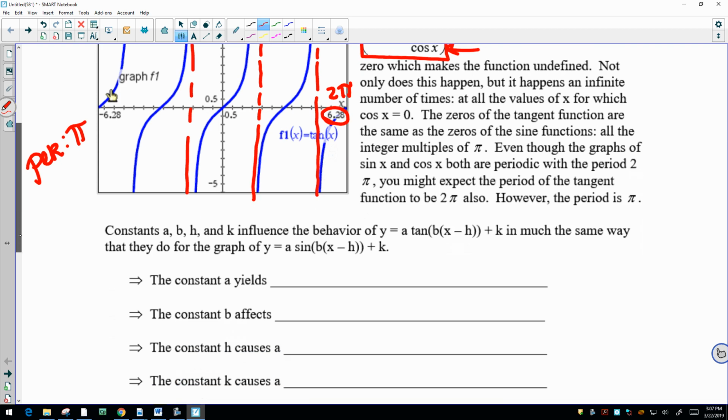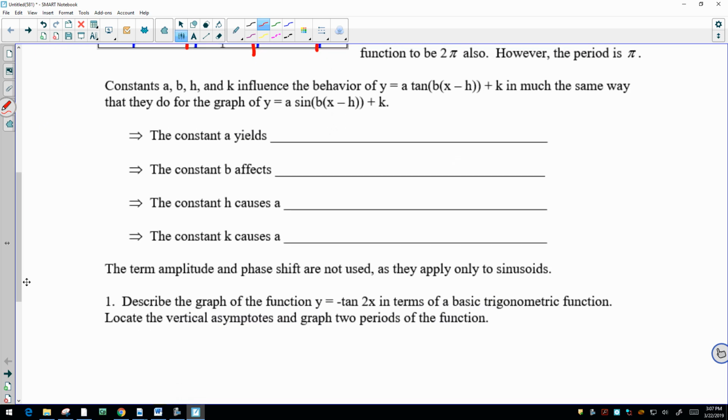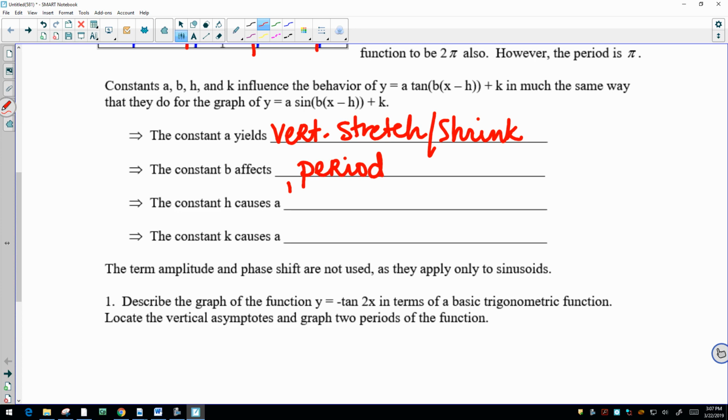So some important terms that we're going to make a connection with, constants a, b, h, and k, similar to what we had with our sine and cosine. A, we would have called that in sine and cosine our amplitude. This is just basic vertical stretch and shrink. The constant b still affects the period. Just keep in mind the period is out of pi this time. H is still going to cause our horizontal shifts, and the k is still going to change our vertical shifts.